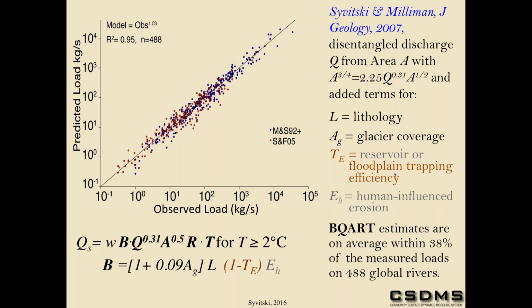And the equation works well in today's world, and we can start with that. So certainly within a factor of 2, 38% of all the measured loads on 488 global rivers. So that's not bad, and there was a blind prediction of 195 of these rivers in that. So for today's world, not bad.